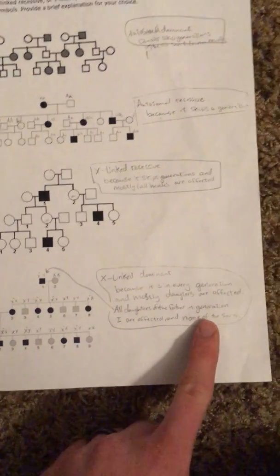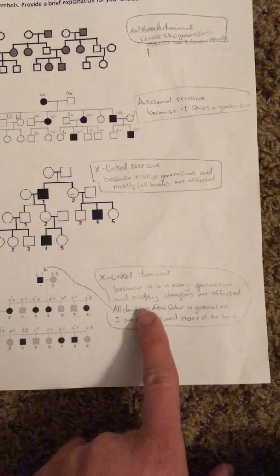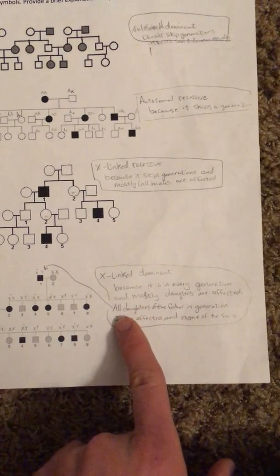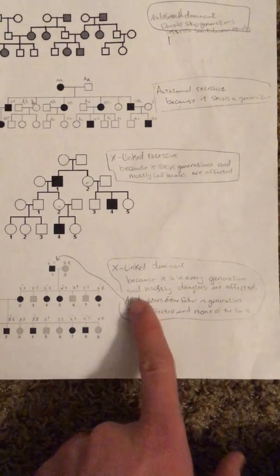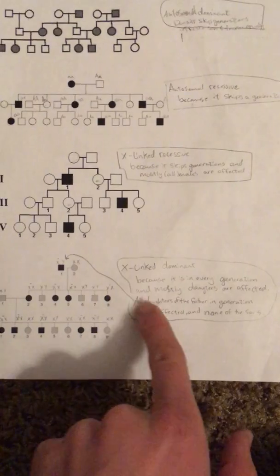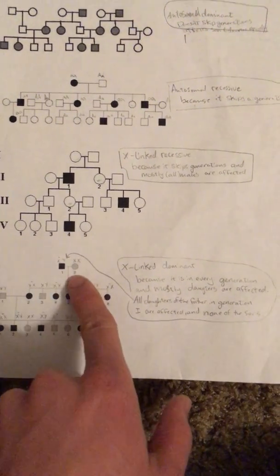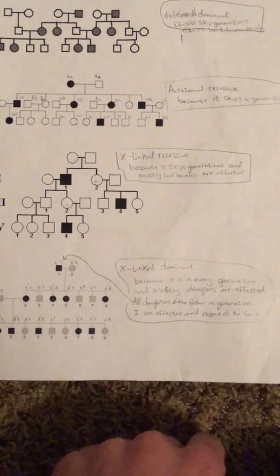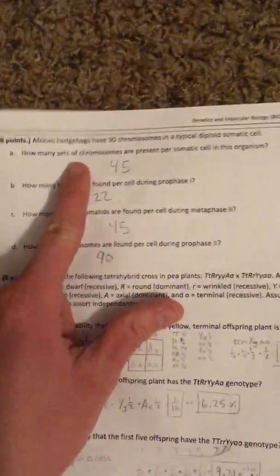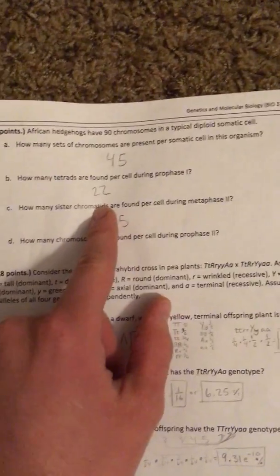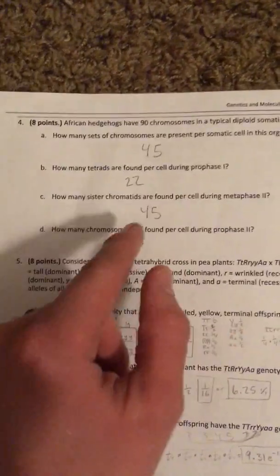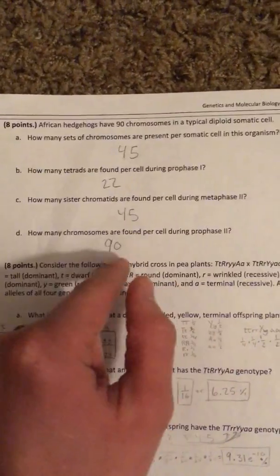And then the last one is X-linked dominant because in every generation, mostly daughters are affected. And then all the daughters for father 1 are affected, and none of his sons. So that's a good sign. Number 4, 45 chromosomes are present, 22 tetrads in prophase 1, 45 in metaphase 1, and 90 in prophase 2.